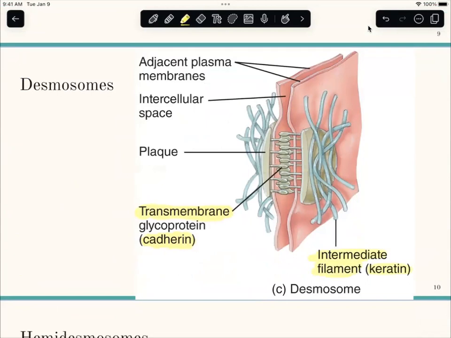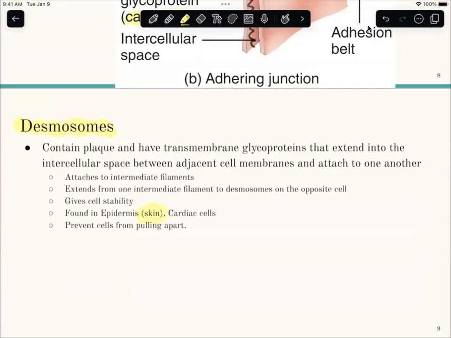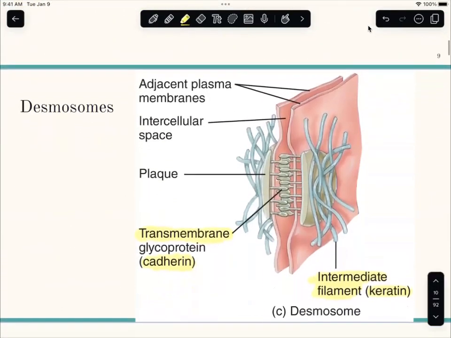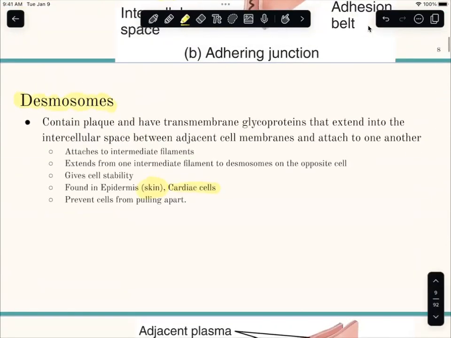Chapter 5 is our first system we cover, the integumentary system. This is what holds the cells in your skin together. It's also found in cardiac cells. But these desmosomes, this keratin that's helping to hold these proteins in place, they prevent these cells from being pulled apart. If you notice your skin, you can't just take your skin and spread it and break the cells apart. That's because of these desmosomes. They're helping to hold these cells in place. These cells are stable because of these desmosomes.